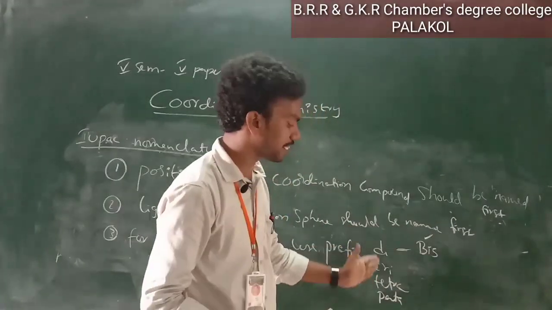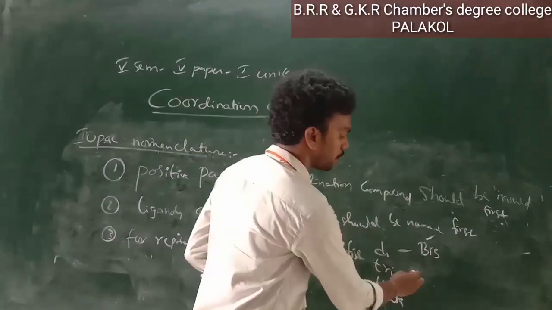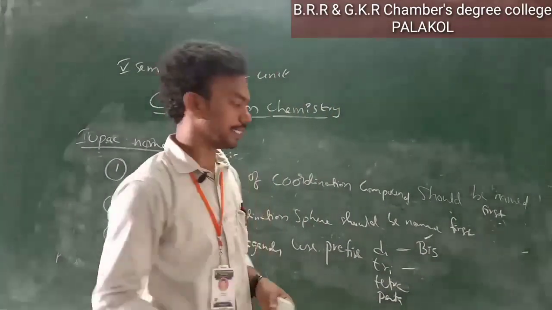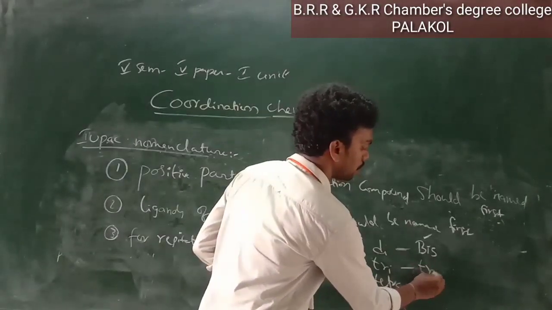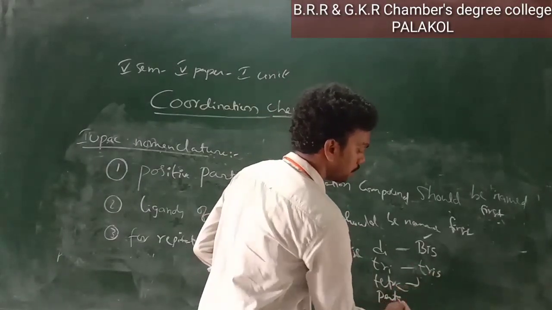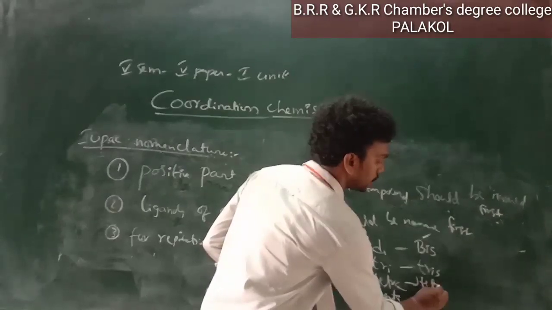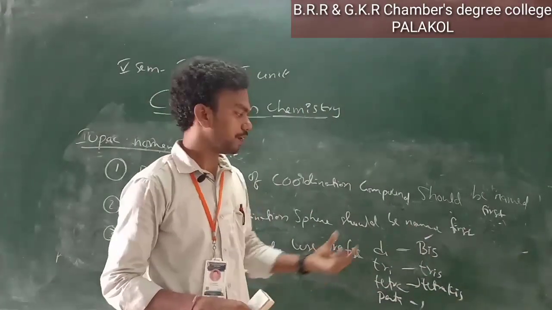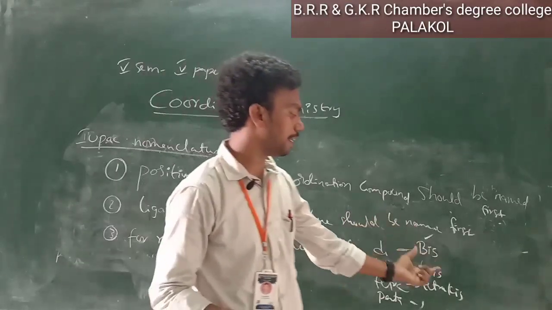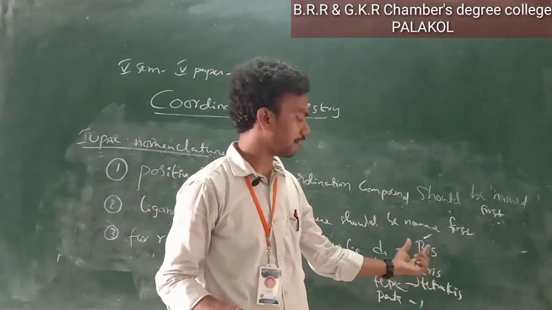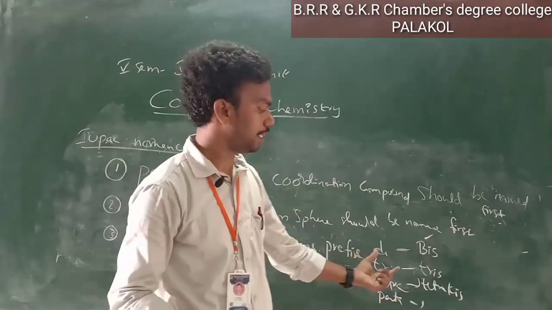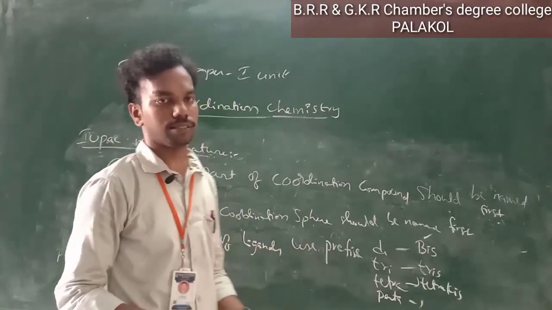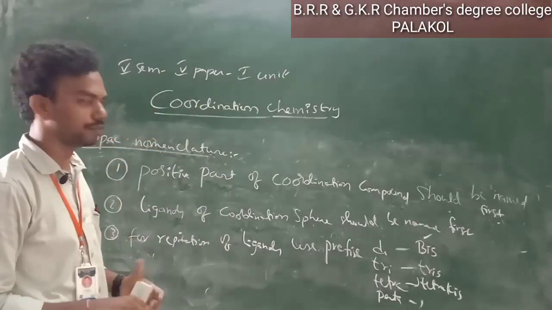So these prefixes are for monodentate ligands, and these prefixes are for polydentate ligands, that means bidentate, tridentate, tetradentate ligands: bis, tris, tetrakis, pentakis, etc. In your complex, if you are having bidentate ligands, use these prefixes. If you are having 2, you use prefix bis. If you are having 3, use prefix tris. If you are having 4, use prefix tetrakis, right? So that is rule number 3.